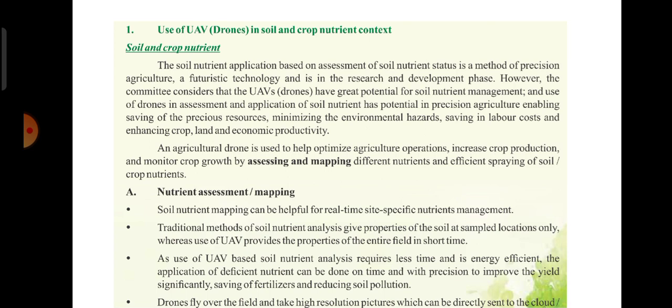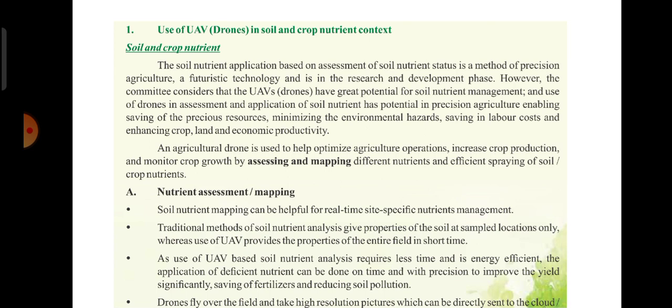An agriculture drone is used to help to optimize agriculture operations like crop production, monitor crop growth by assessing and mapping different nutrient and efficient spray of soil and crop nutrients. The first step is nutrient assessment or mapping. Soil nutrient mapping can be helpful for real-time site-specific nutrient management.